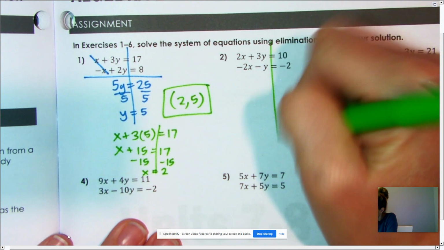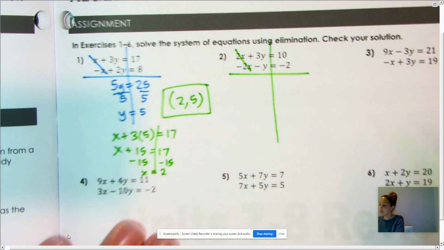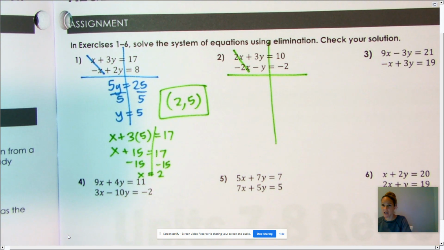You're going to add them up, see what you can cancel, and then figure out the rest of it. Keep working on that one on your own.